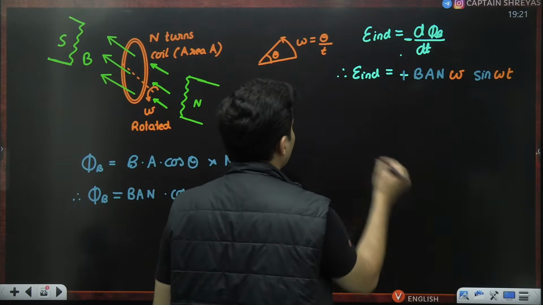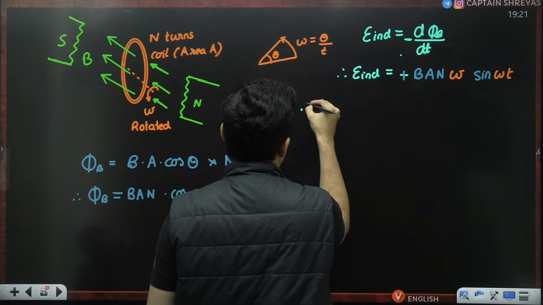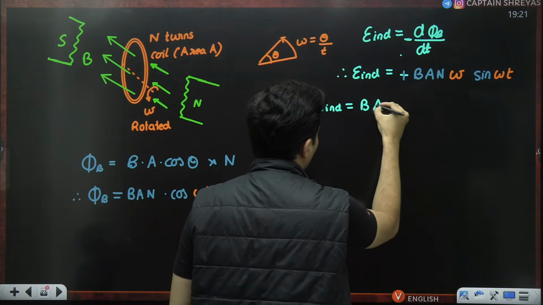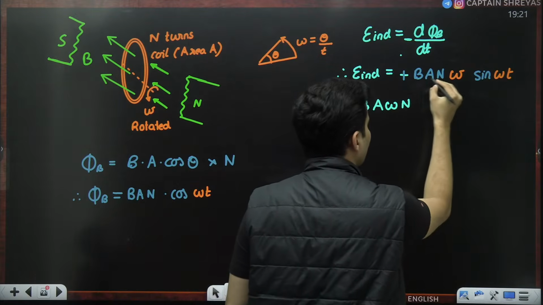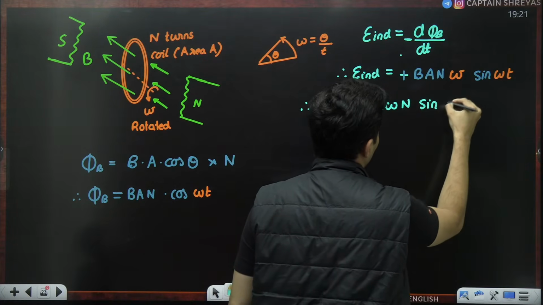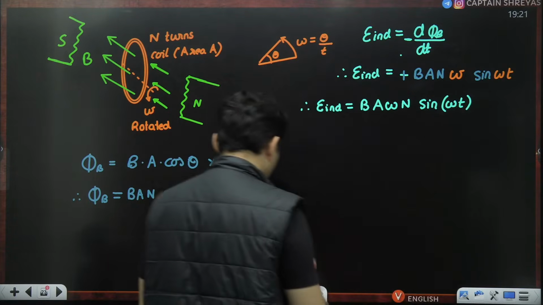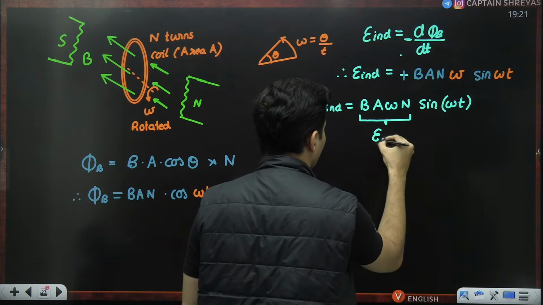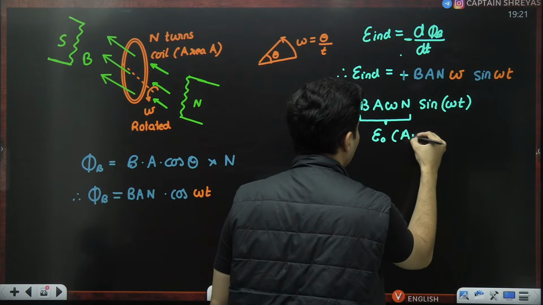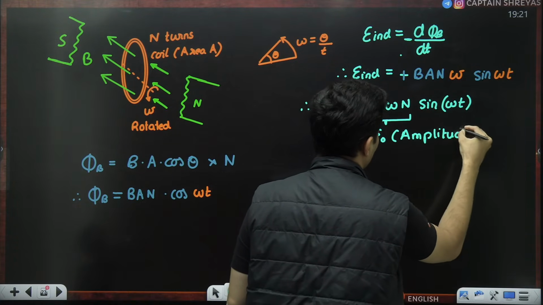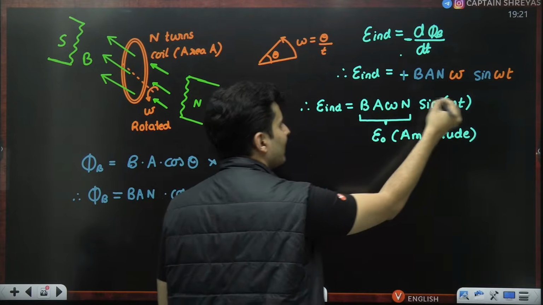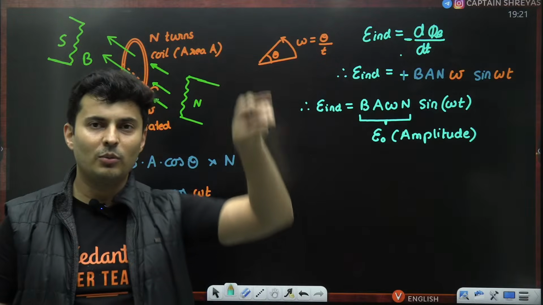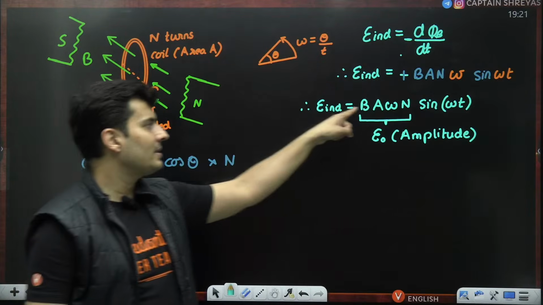So I basically get, therefore, the induced EMF is B A omega n sine omega t. Very, very interesting result. And out of that, how about calling all these things E naught, which is your amplitude of the EMF, B A omega n. Sine will keep varying, oscillating between 0, 1, minus 1, 0, 1, minus 1. It will keep varying, and this is like the amplitude.